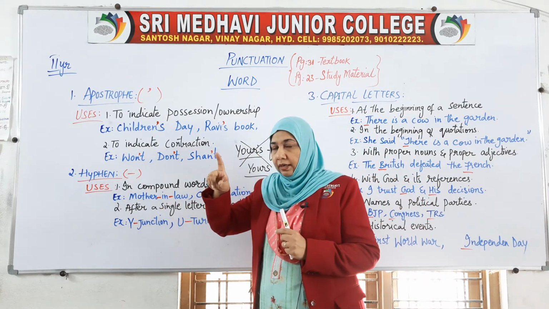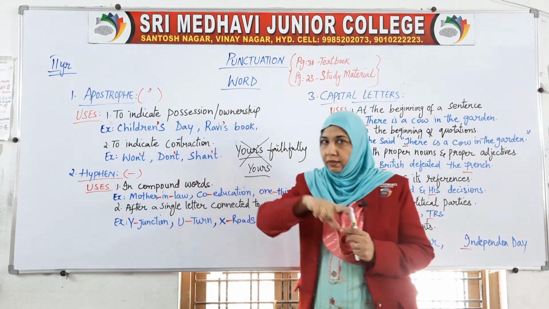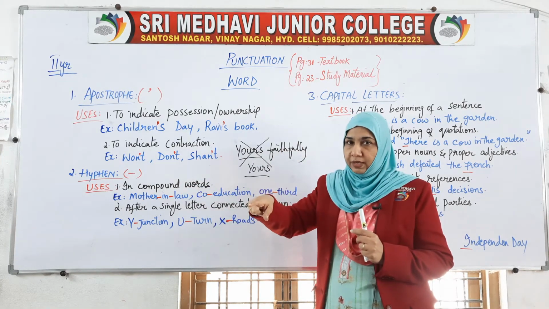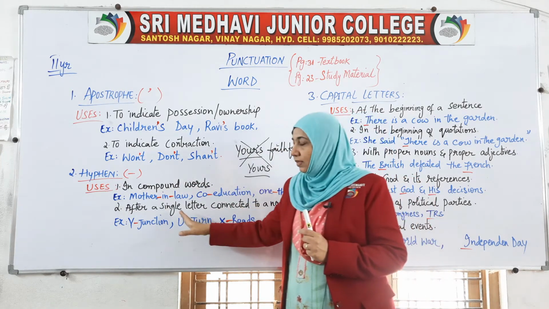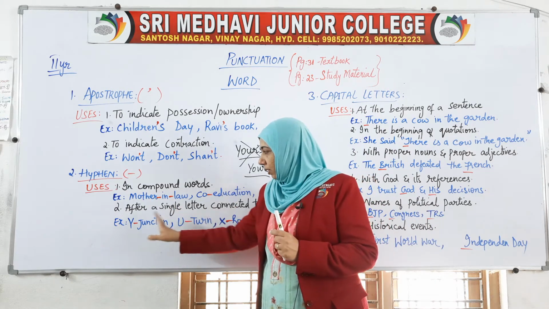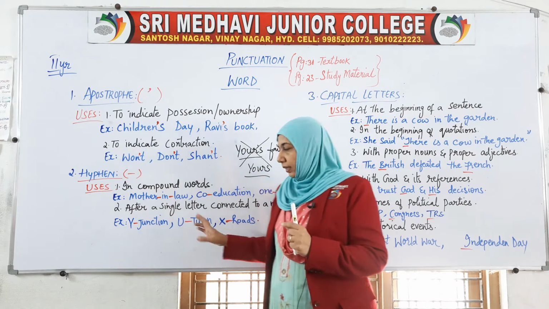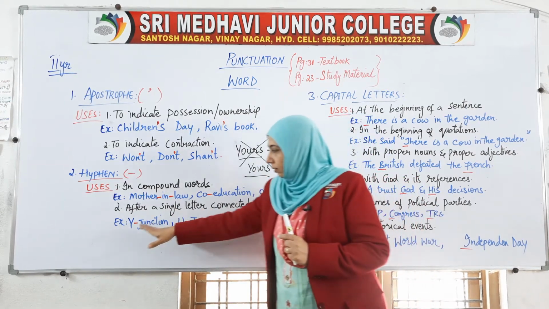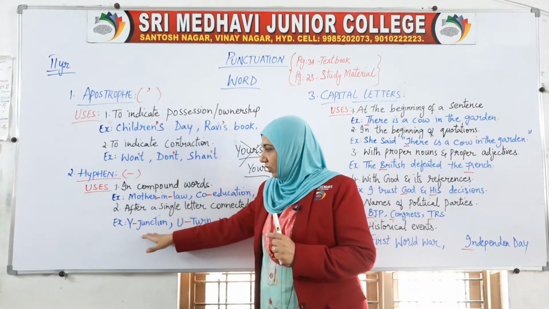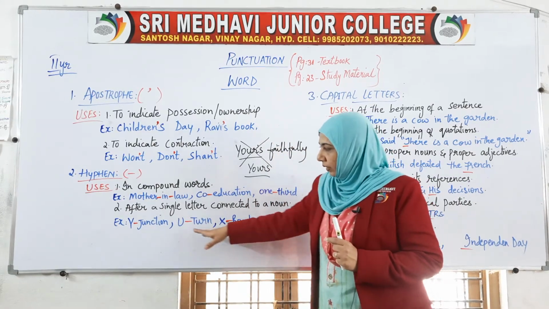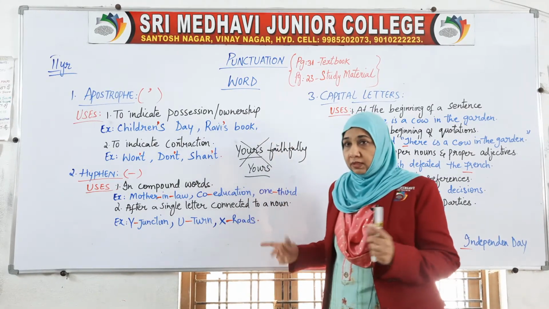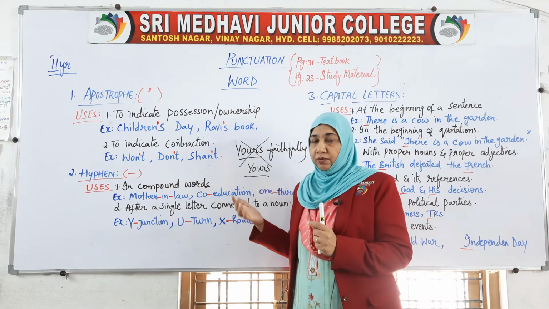A is a single letter. A to Z, we can call it the alphabet. Okay. So A itself is a single letter. Here it means a single letter connected to a noun, like Y-junction. We are getting the noun, it is junction. Y-junction.